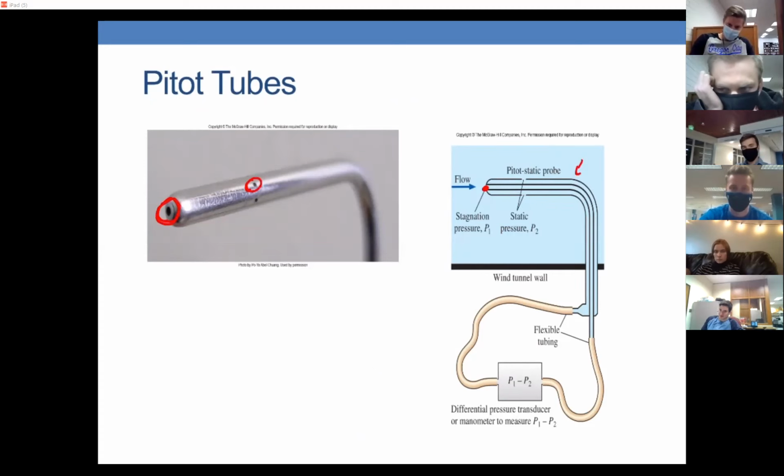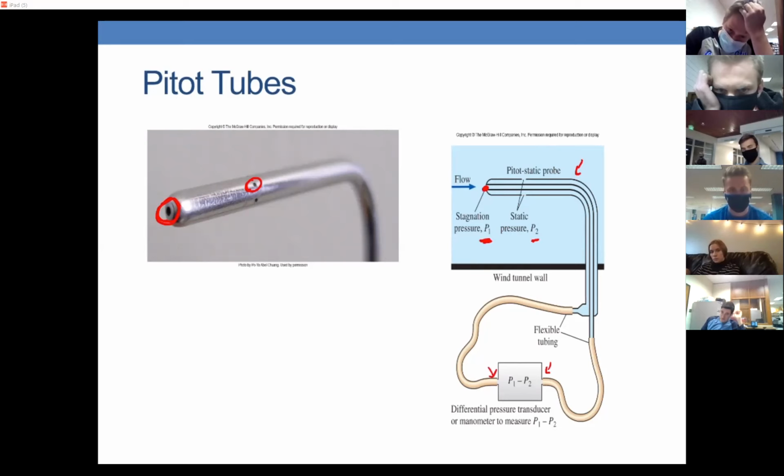If you look inside of it, the hole in the front goes down to one side of a pressure transducer, and then the hole in the outside goes down to the other side of a pressure transducer, okay? So this pressure transducer will give us the difference between the pressure right here, the stagnation pressure at this hole, and the pressure right there, the static pressure right around it.